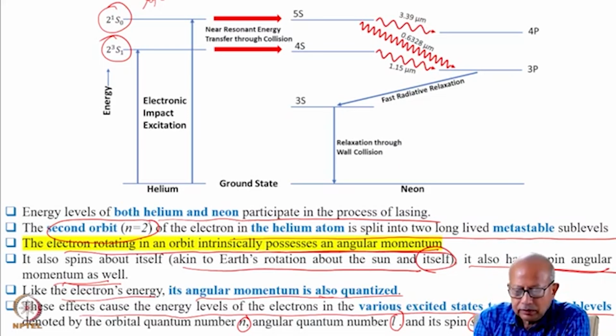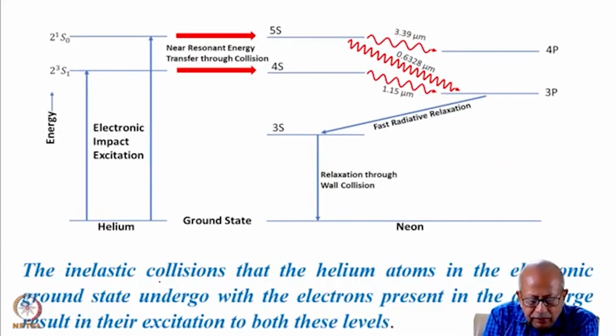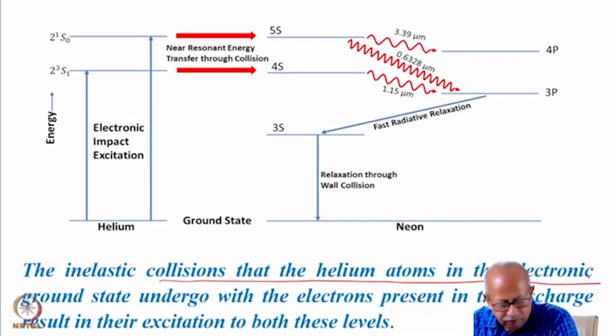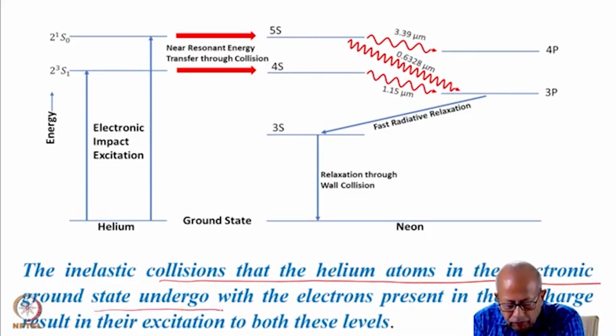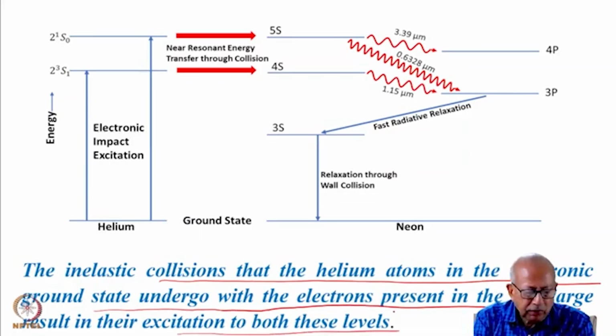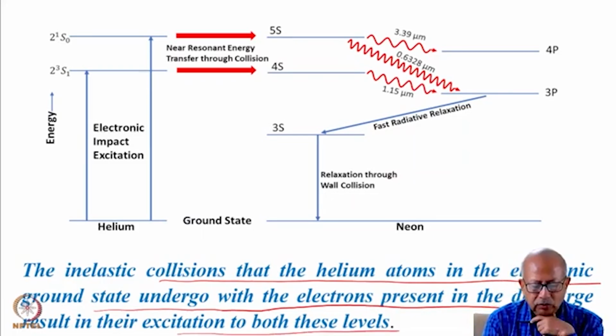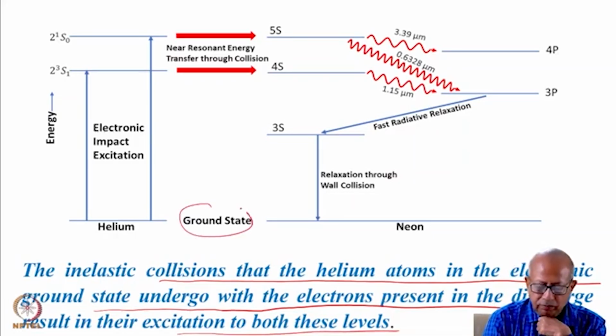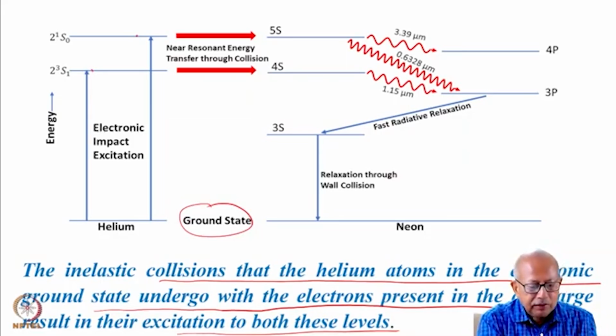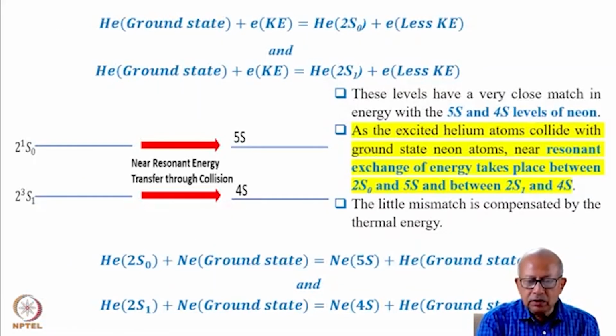Now, let us move forward. So these are the energy levels. Inelastic collisions that the helium atoms in the electronic ground state undergo with the electrons present in the discharge result in their excitation to both these levels. The electron will transfer its kinetic energy and take helium to both these levels. Both are metastable.